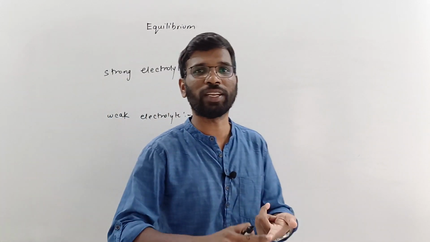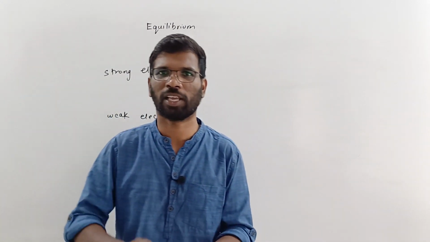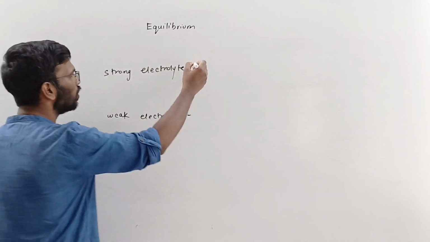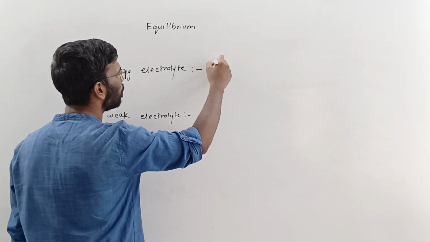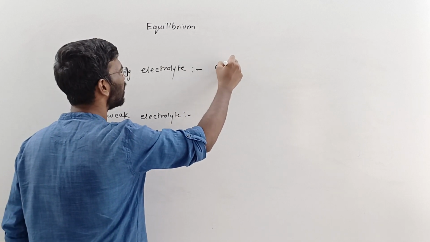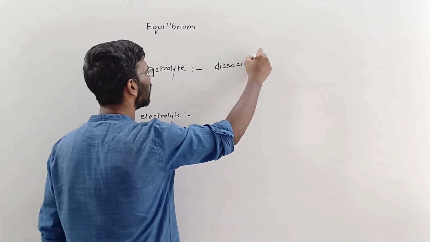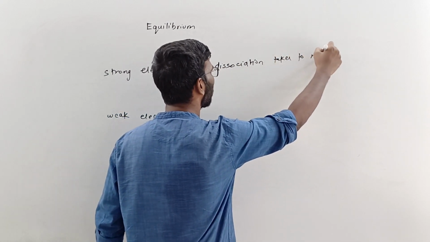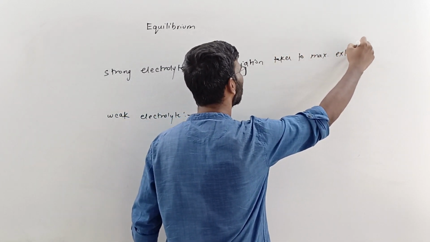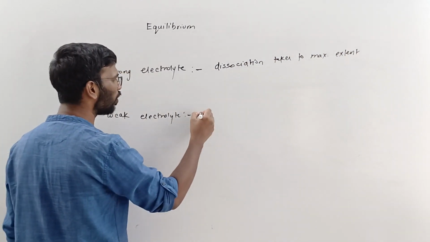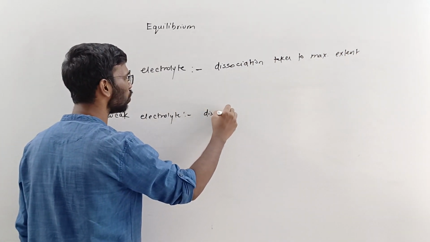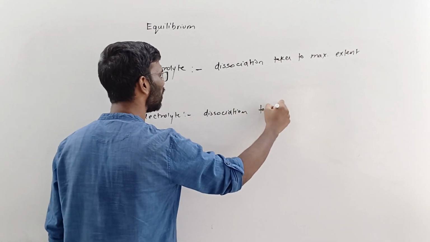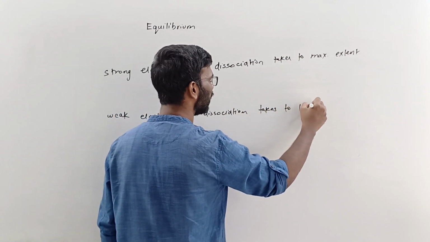A strong electrolyte includes strong acids and strong bases. A weak electrolyte includes weak acids and weak bases, right? So strong electrolyte means dissociation takes place to the maximum extent, and in a weak electrolyte, dissociation takes place to a lesser extent.